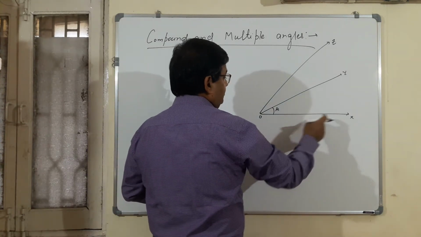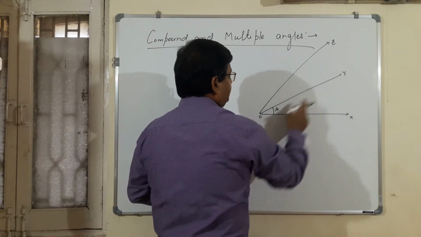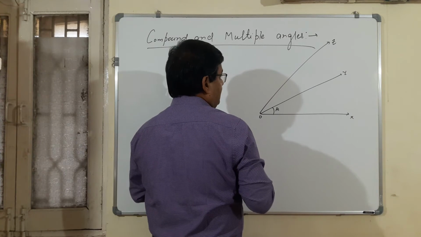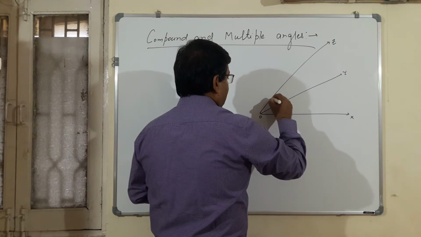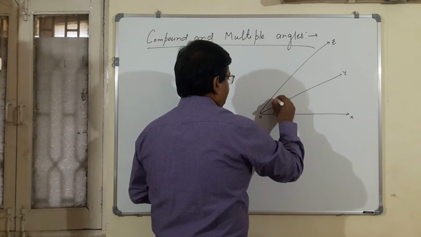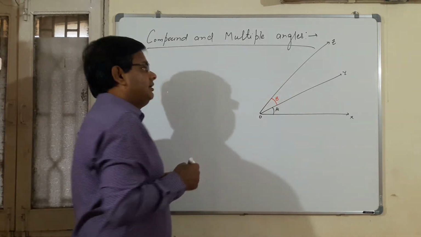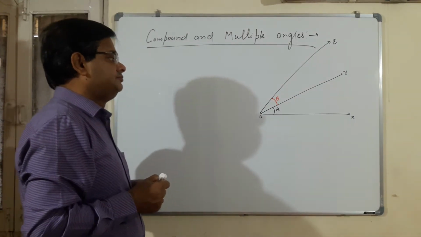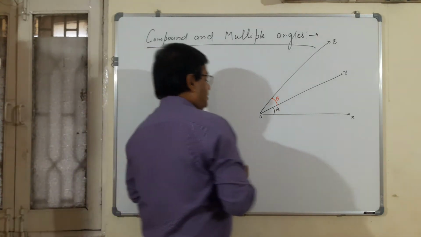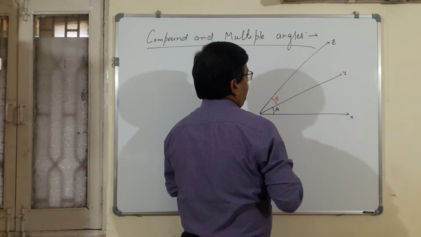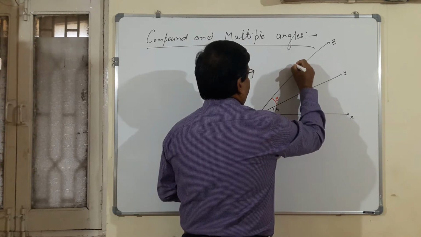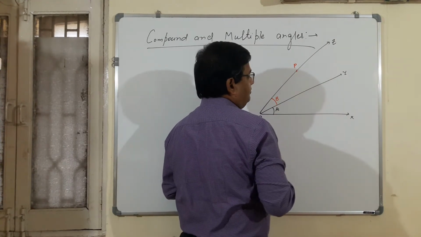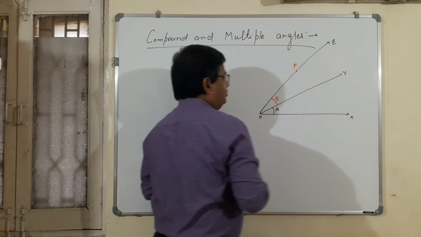XOY is angle A and YOZ is angle B. Now let P be any point on OZ.